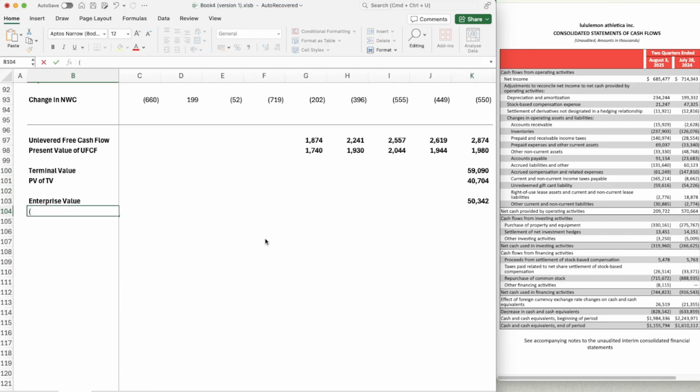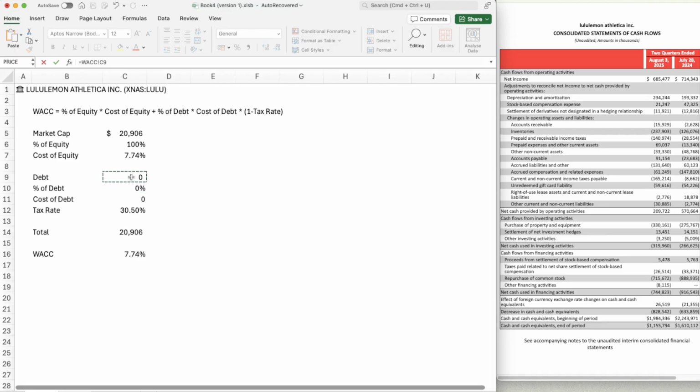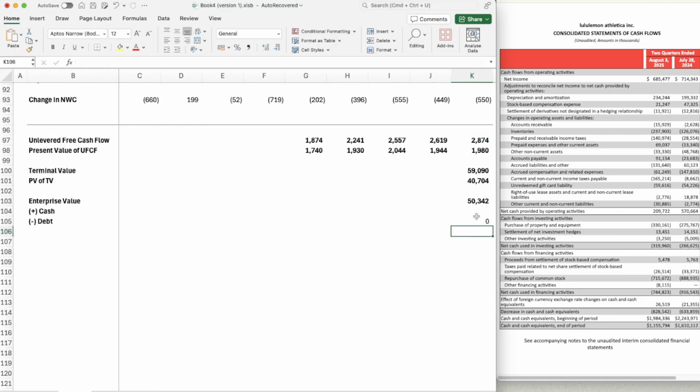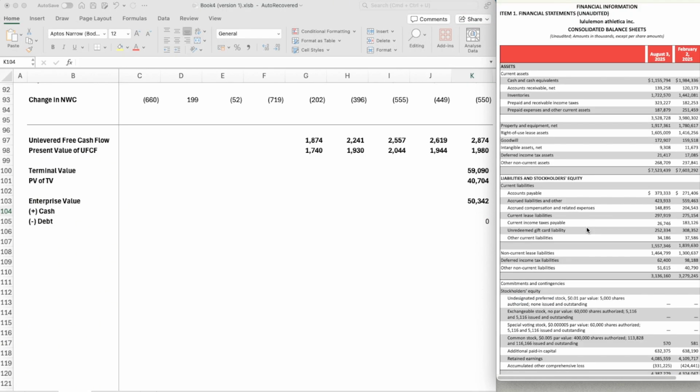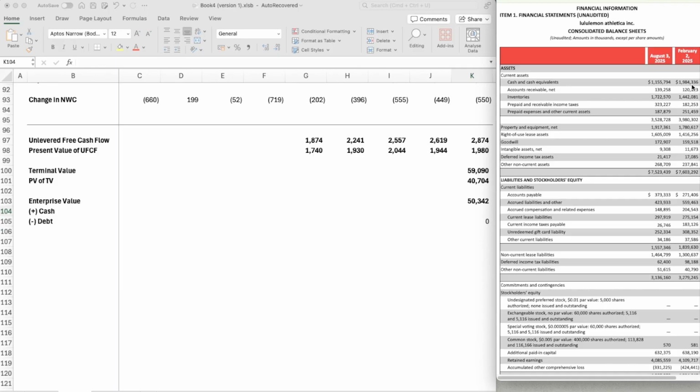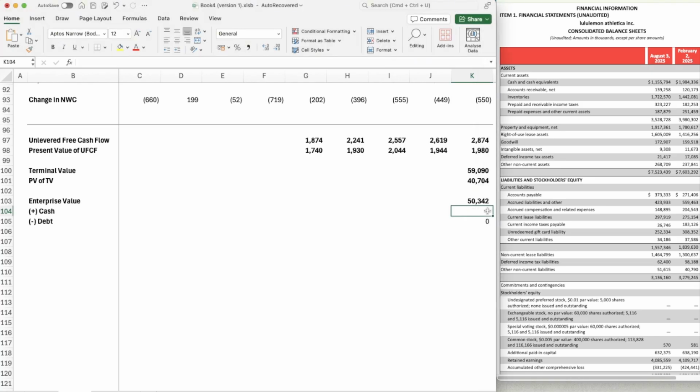Now we go, what do we want to do? Add cash minus debt. The debt we're going to put as what was on here, and there's no debt as far as I can tell, then the cash, where is it? Cash and cash equivalents. Yeah, so 1.115 billion. And they have 1155.794 in cash.